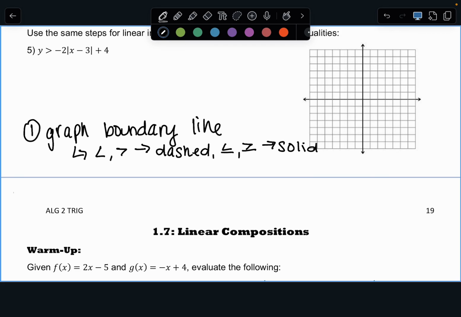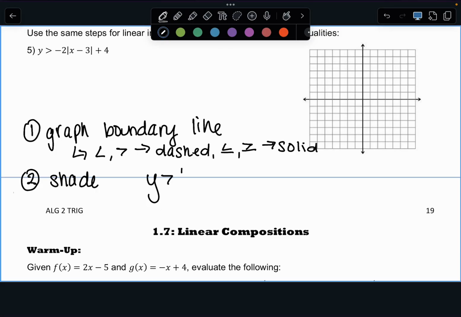Same thing here. Step 1, we're going to graph the absolute value. We're going to make it dashed or solid. And then the last thing for inequalities was our shading. So for linear, I said if it's y greater than, you shade above. If it's y less than, you shade below. Same thing works here, but it's kind of a little harder to see what's above and below.